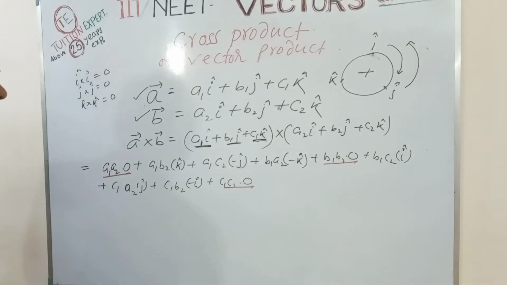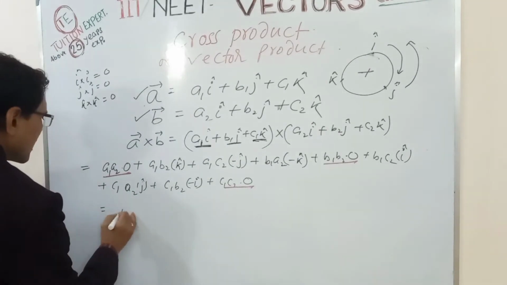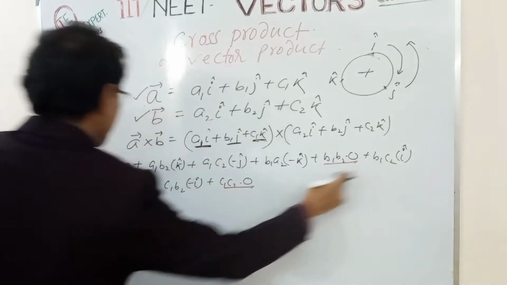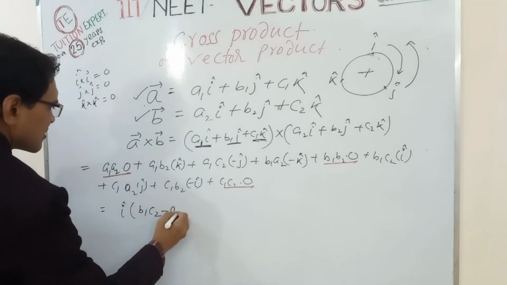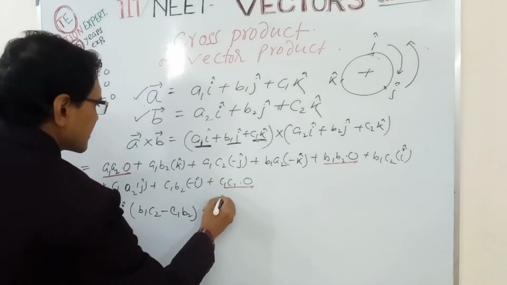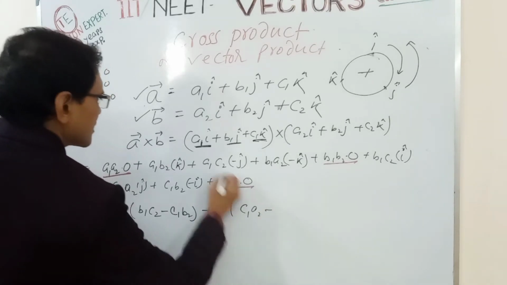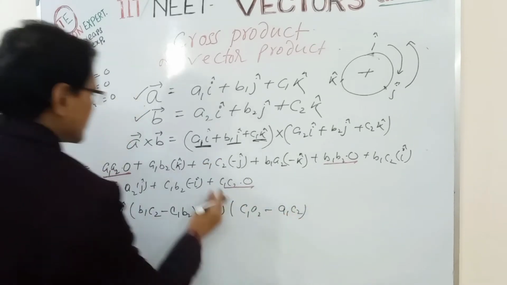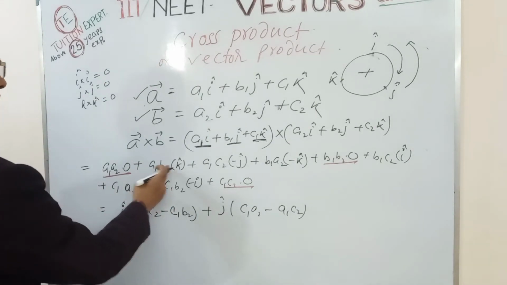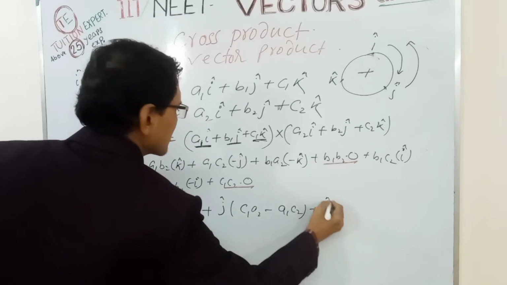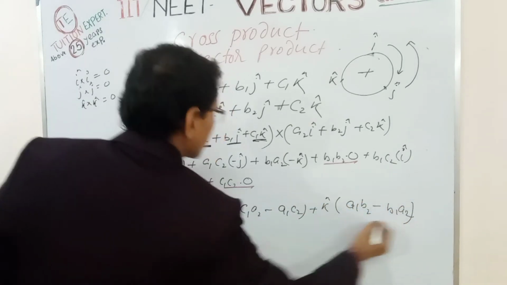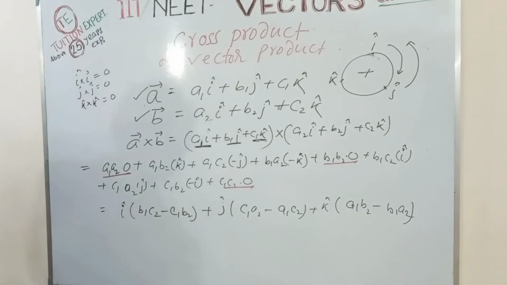Now take common i. If we take common i, this becomes this and this, plus if we take common j, this and k, this is k, this is minus k. So this is the result. This is the result.